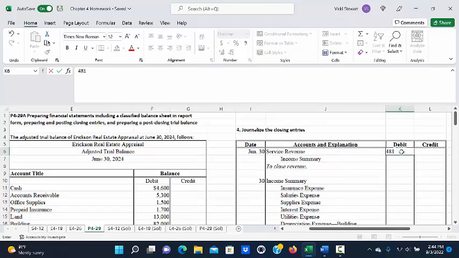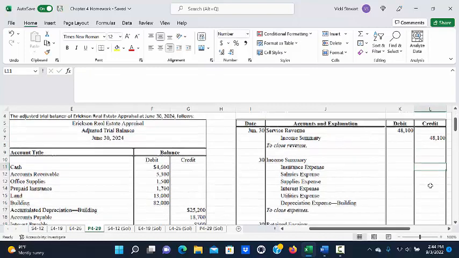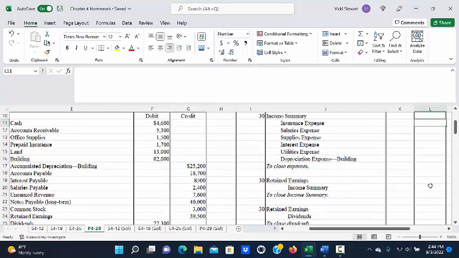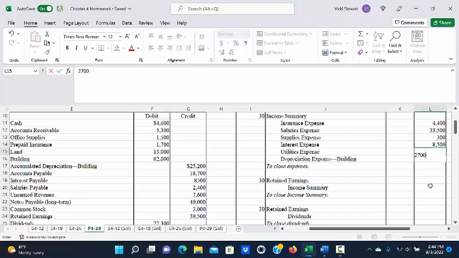So to close it, we would debit service revenue and we would credit income summary for $48,100. Next, we're going to credit all of our expenses that are on the adjusted trial balance. So our first expense is going to be insurance expense at $4,400. Next expense is salaries expense, which is $33,500. Then our supplies expense is $300. Interest expense is $8,500. Utilities expense is $2,700, and our last expense is depreciation expense building for $8,200.